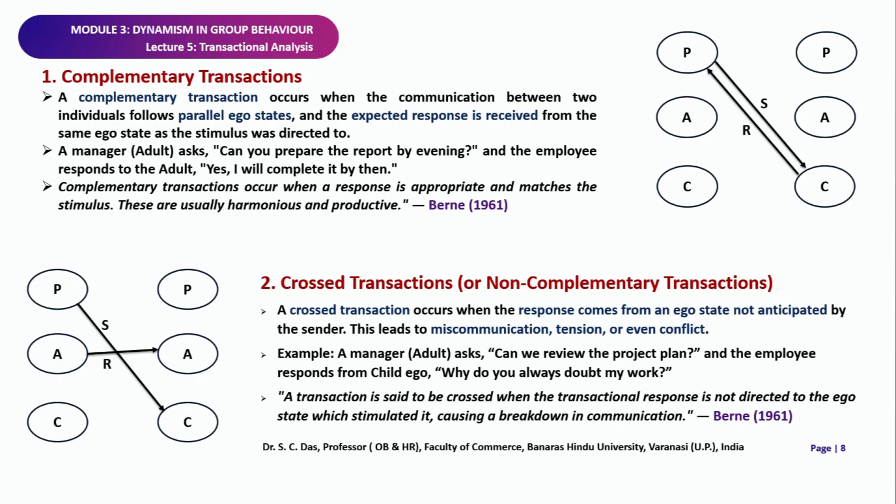So this is a big problem, basically. Example: can you review the project plan? And the employee responds from child ego, why do you always doubt my work? He behaved like a child. So one person has adult ego, another person has child ego. And there is a mismatch, which is the cross transaction, and it is more problematic.